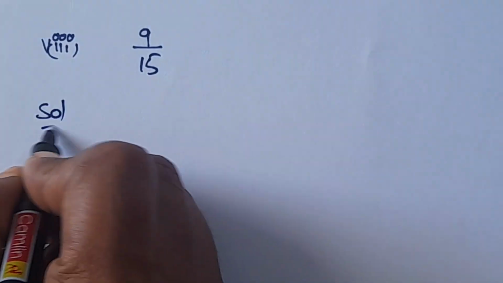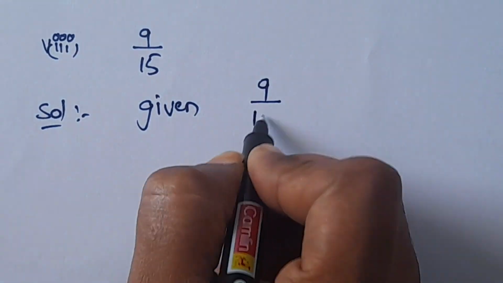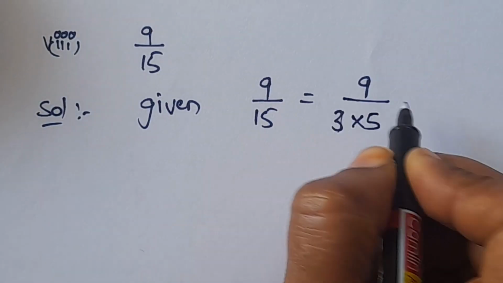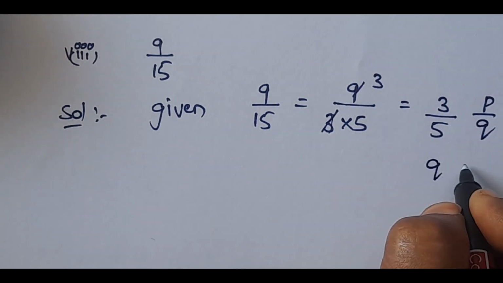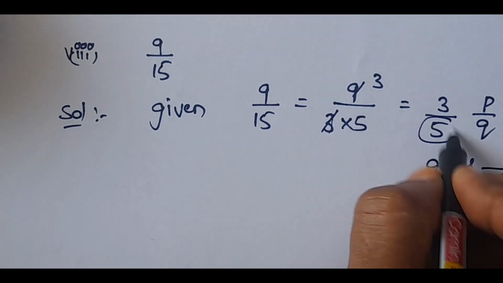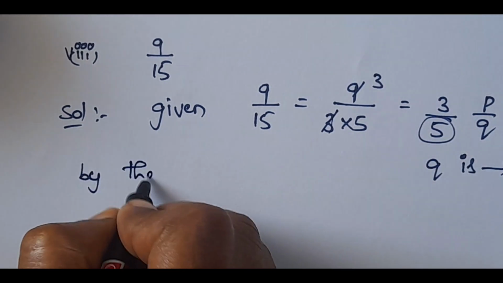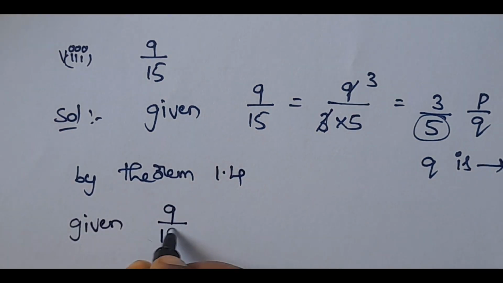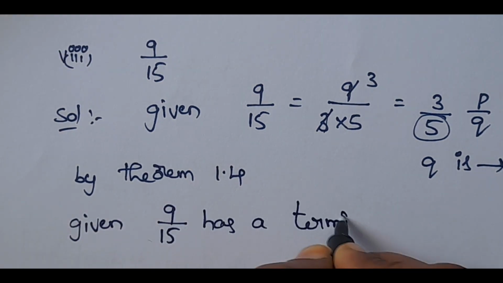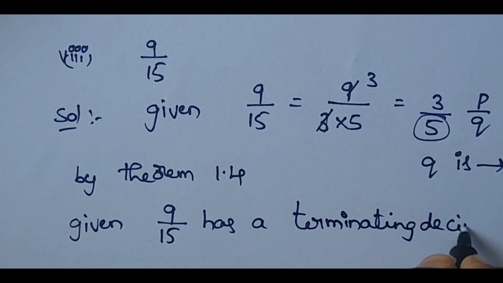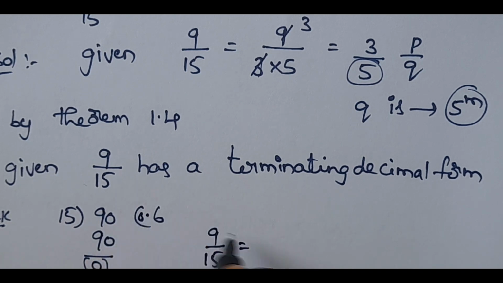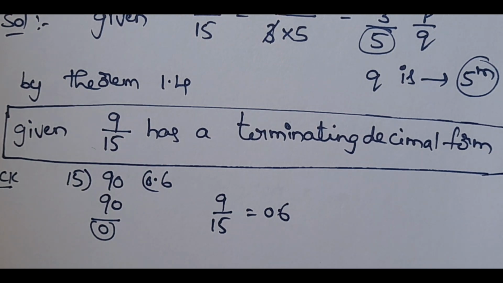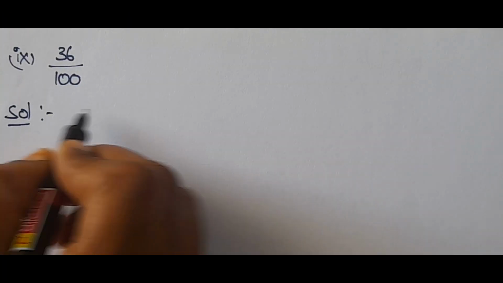Eighth bit, 9 by 15. Given that 9 by 15 is in the form of p by q, we write 9 by 15 as 3 into 5. Cancellation, 3 3s are 9. After cancellation, the rational number is 3 by 5, which is in the form of p by q, and q is of the form 5 power m. By Theorem 1.4, the given rational number has a terminating decimal expansion. Let us check once. 15 is the divisor and 9 is the dividend. Place a point, 90, 15 6s are 90, therefore 0.6, which is terminating.